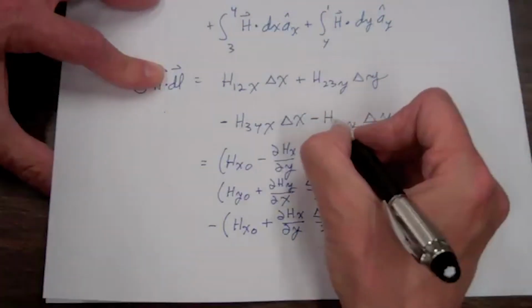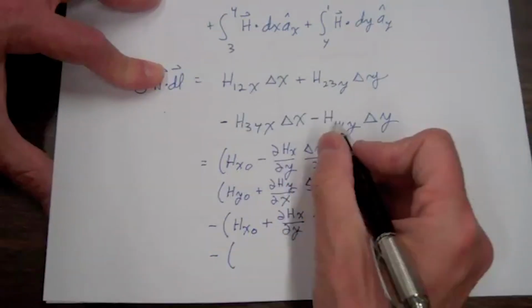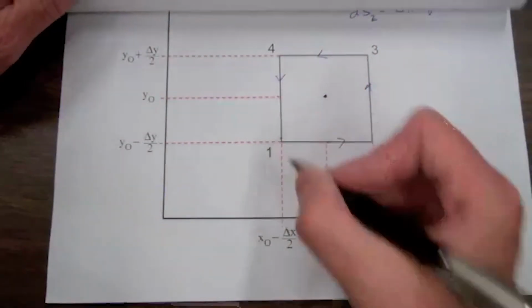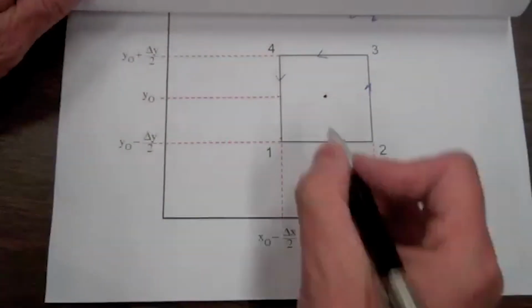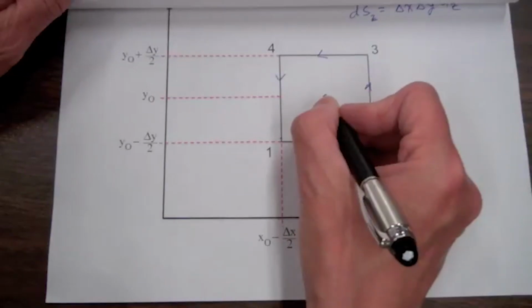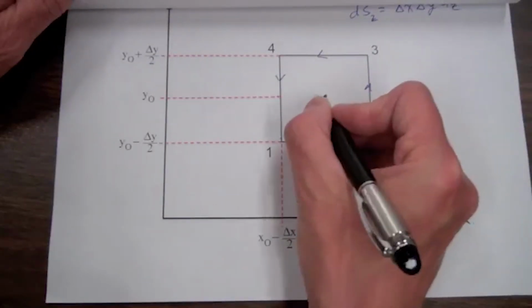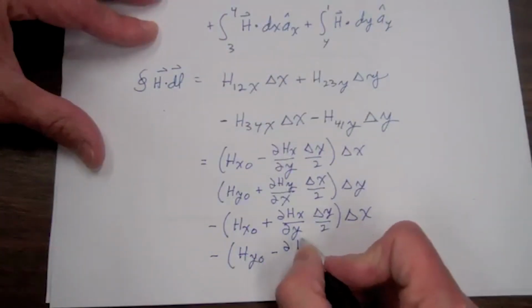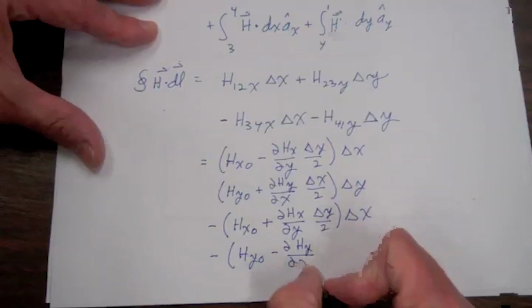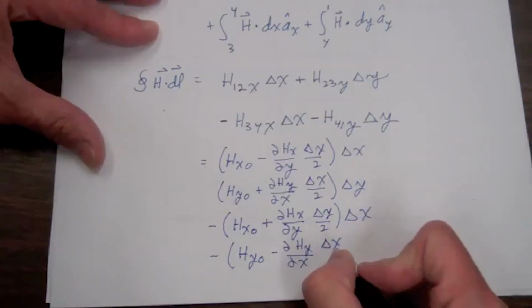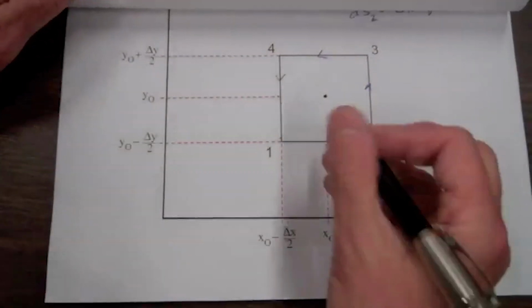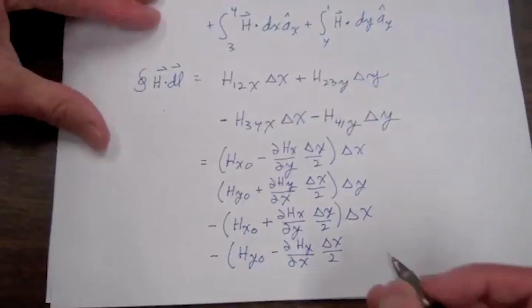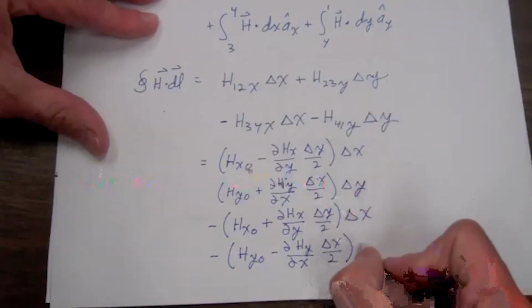And finally, our estimate of h on line segment 4, 1 in the y direction is the value of h in the y direction at the center of our square. Since we're moving in the negative y direction to go from the center of the square to line segment 4, 1, we subtract from that the partial of h in the y direction with respect to x times the distance we've moved to go from the center of the square to line segment 4, 1, which is delta x over 2 times our delta y.